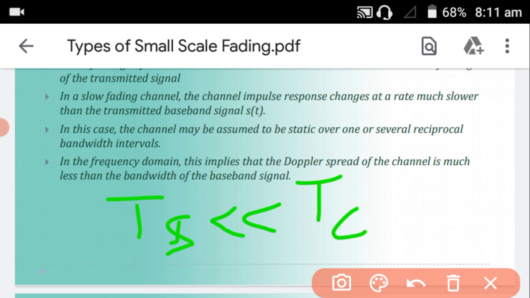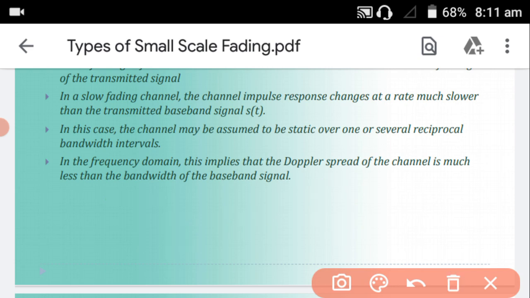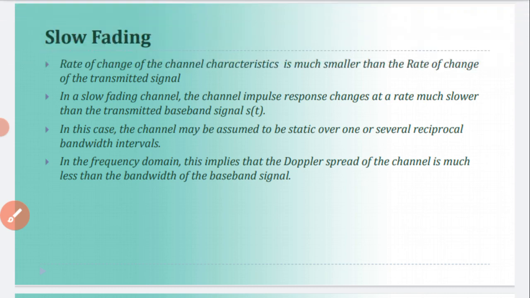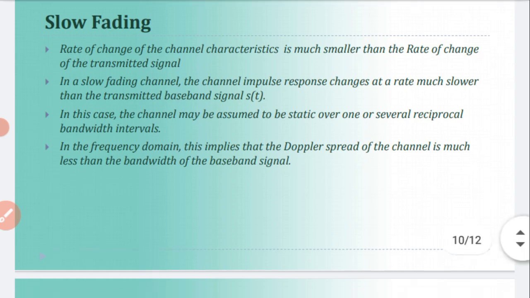What is coherence time? We already studied coherence time. It is the time duration over which a received signal has a strong potential for amplitude correlation. So the main condition is Ts less than Tc. Also, the bandwidth of the signal is greater than the Doppler spread. That is the case for slow fading.